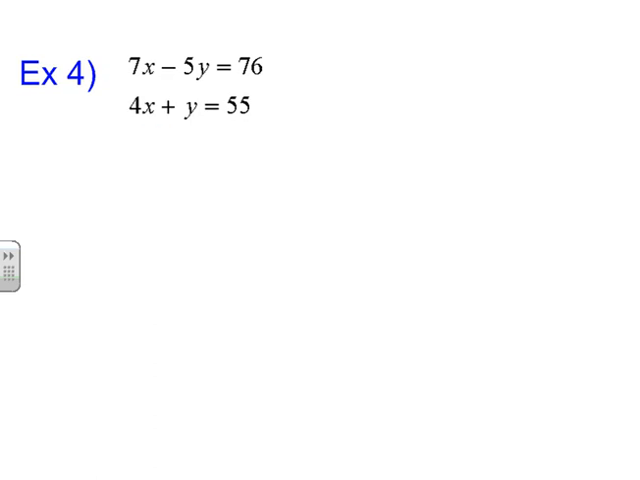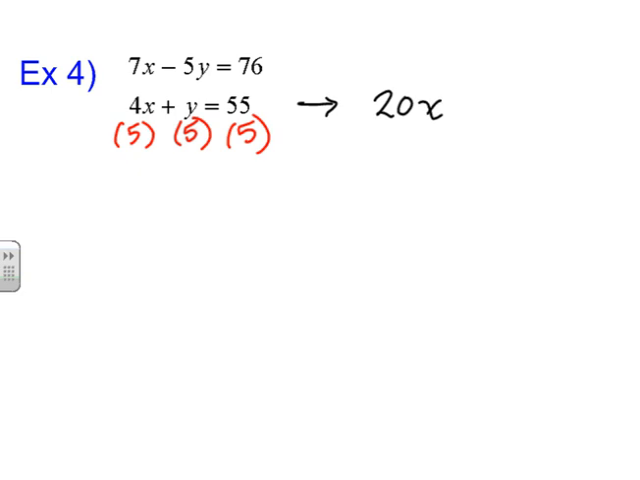Here I have 7x minus 5y equals 76 and 4x plus y equals 55. Well, again, if I add them straight up, I'm not going to be able to get rid of the x or the y. To get rid of the x's would cost me a little bit more work. Here I can see that if I multiplied everything by 5, I would have a positive 5y and a negative 5y, so my y's can go away.